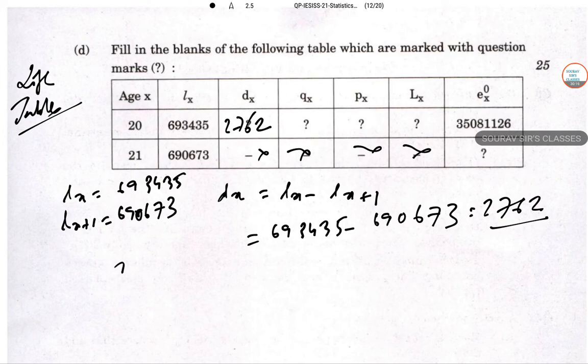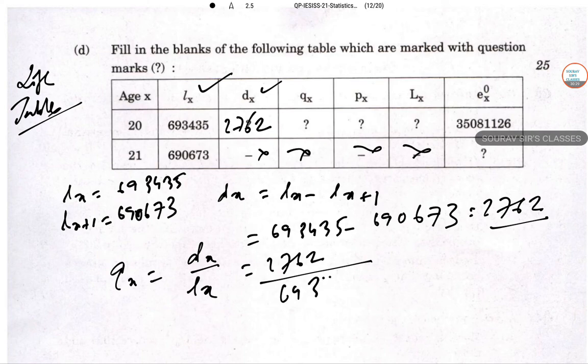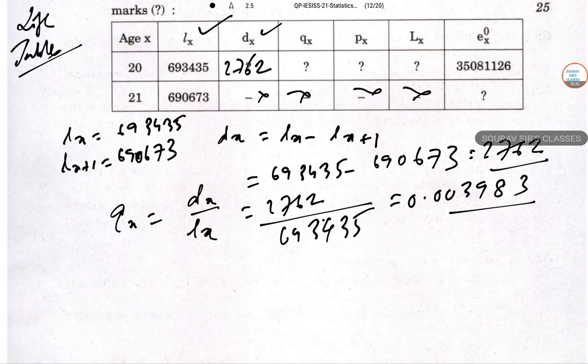Next one is qx. qx is actually dx by lx. So this is dx and this is lx: 2762 by 693435. So this is 0.003983. After qx is done, we end up with the px. So px is 1 minus qx. So this is 0.99601.